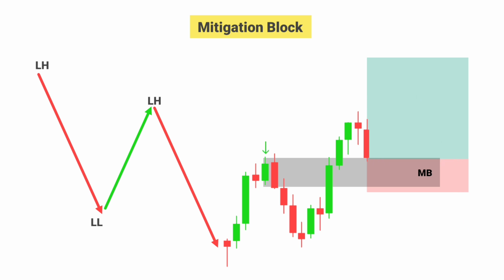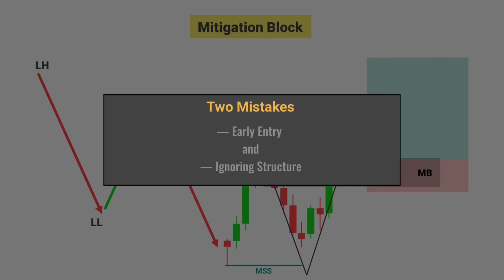Another mistake is trading mitigation blocks against structure. Traders see a clean-looking block and ignore the fact that structure has already shifted. In that case, the block is either invalid or represents mitigation in the opposite direction. These two mistakes, early entry and ignoring structure, account for the majority of failed mitigation block trades.